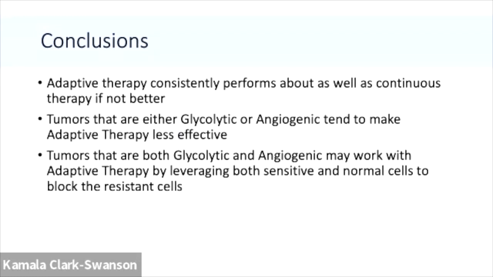And the tumors that are either glycolytic or angiogenic tend to make adaptive therapy worse. But you get this odd effect when you have both traits expressed in a single phenotype, where adaptive therapy is actually leveraging both sensitive and normal cells alternatingly to block the resistant cells.